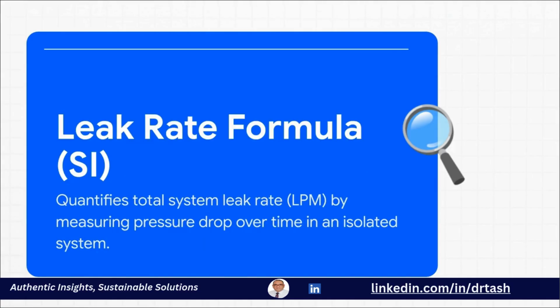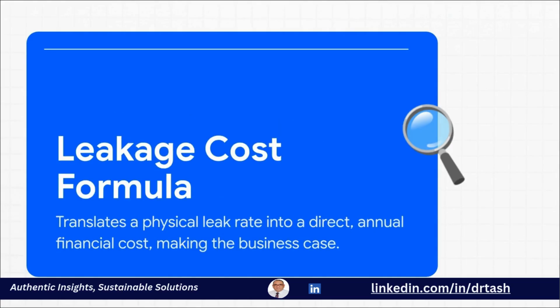So, we all agree leaks are the number one source of waste, right? Well, this is the formula that lets us quantify that waste. By measuring the pressure drop over a set amount of time in an isolated system, we can calculate the exact leak rate in liters per minute. This takes it out of the realm of "we have some leaks" and gives us a hard physical number to work with.